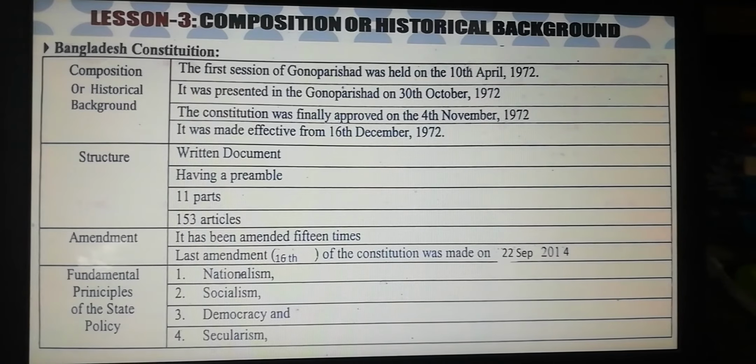So, you know, there are some basic structures of our constitution that I have already discussed. Number one, it was written and it has a preamble, that means introductory part, and it has 11 parts and a main 153 articles. And still it was amended, that means some changes and additions were adopted 16 times after the liberation war till today. And the last amendment or addition took place on 22nd September 2014.